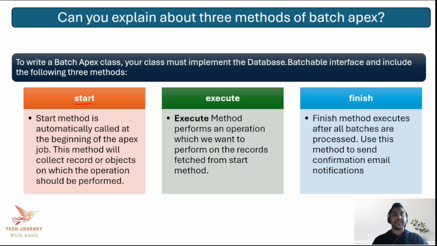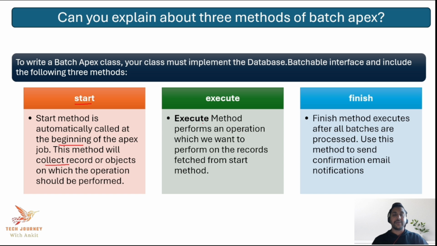So the first method that we have here is the start method. This method will be automatically called at the beginning of the Apex job. The first method of the batch Apex that will be called here is the start method. This method is basically responsible for collecting the records that need to be processed by the batch Apex. So the main purpose of the start method here is the collection of records.